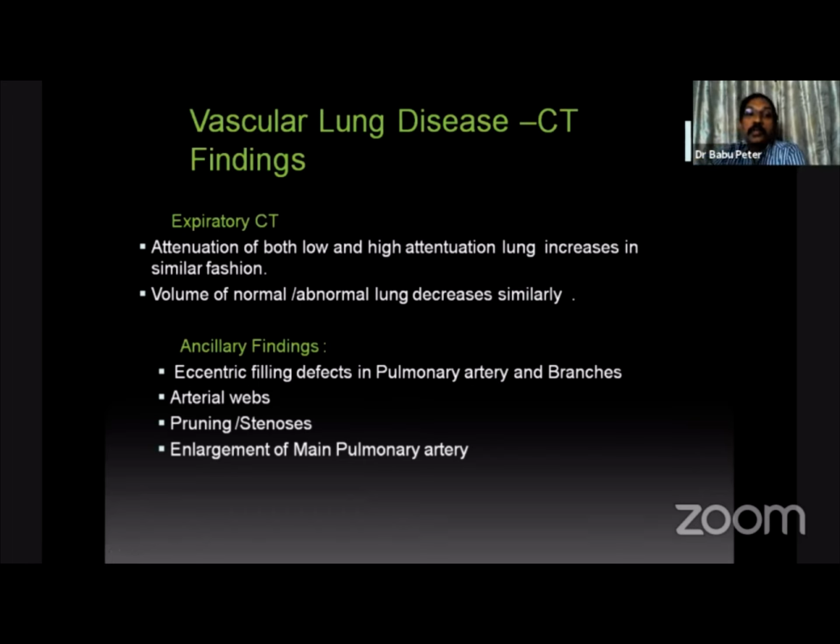So we saw some causes of mosaic attenuation with expiratory air trapping, which is basically due to small airway disease. If mosaic attenuation is due to vascular lung disease, then in expiratory HRCT, there is no expiratory air trapping. You may also see associated findings like eccentric filling defects in the pulmonary artery or branches. Main pulmonary artery could be enlarged in pulmonary arterial hypertension, or there may be pruning or stenosis of the pulmonary arteries.